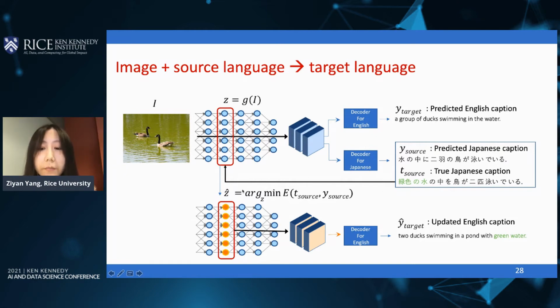Then the updated intermediate image feature Z hat is calculated by minimizing the energy function that measures the compatibility between Y source and Y target. We use cross entropy loss here, actually. After obtaining the updated Z hat feature, we can get an updated caption for the target language as Y hat.